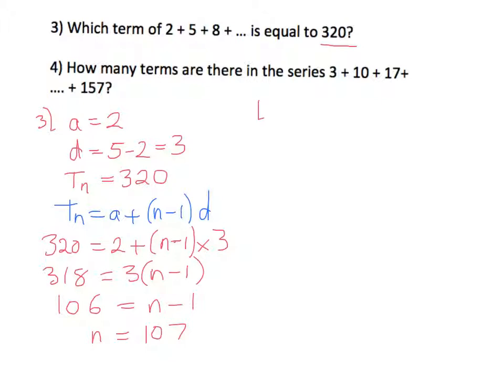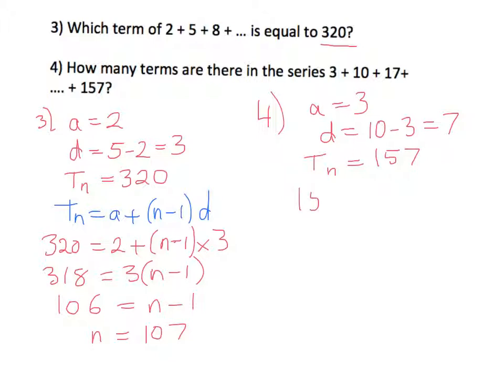Okay, in number 4, how many terms are there in this series? Alright, so we have, starting at 3, so a equals 3, we have our common difference of 10 minus 3, which is 7, or 17 minus 10. We have our nth term is 157. So this question as well is asking for us to find n.